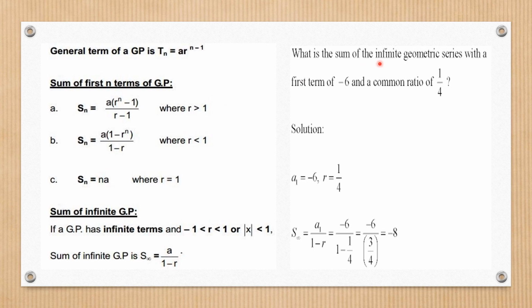I took one application of this also. The sum of an infinite GP is given by, when your first term is minus 6 and common ratio is 1 by 4, simply you can replace the values in A upon 1 minus R. Replacing these values, 1 minus 1 by 4, this is minus 6 by 3 by 4, which is equal to minus 8. So this is also very simple, and we will discuss how this result comes from the sum of n terms of GP. Okay.